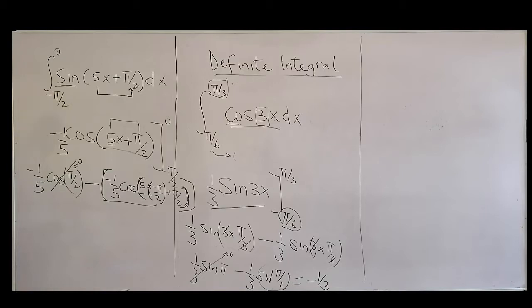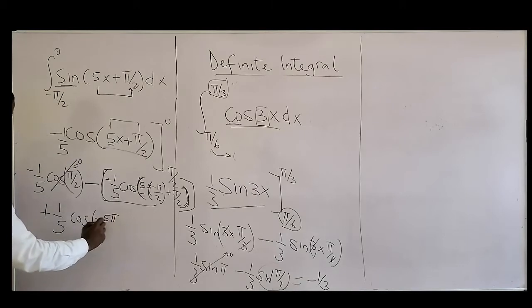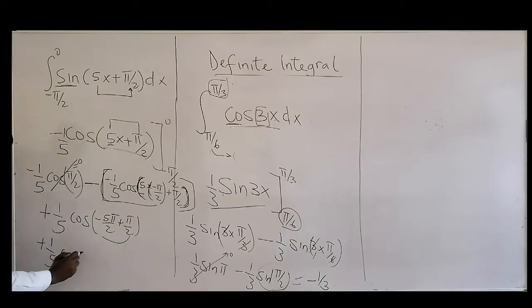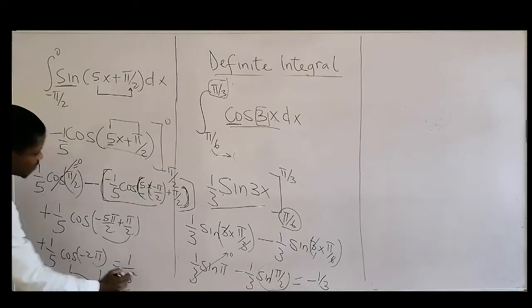Sine 90 is 0. Then you have here, minus times minus becomes plus, 1 over 5 cos. If you do this one, 5 times minus pi over 2 plus pi over 2, that will be minus 2 pi. You can use your calculator. So cos of a negative angle is the same thing as positive. So this function is equal to 1. If you check your calculator, your answer is 1 over 5. So that one is done.